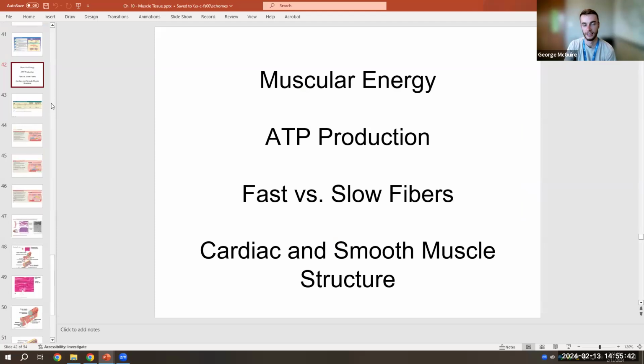Okay. So we're going to wrap up here with a few slides talking about energy regulation in our muscle cells, a look at the difference between fast and slow fibers and what that really means, and then a quick look at what this contractile unit looks like in a cardiac and a smooth muscle. I think we just have 2 slides for each of those things.